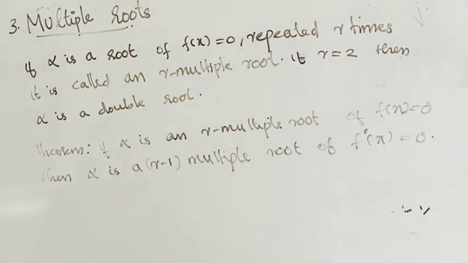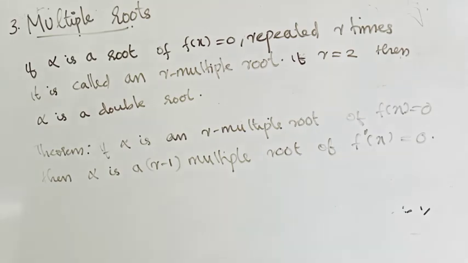Third section, multiple roots. This is a simple topic. It says that if alpha is a root of f of x equal to 0, and it is repeated for r times, then it is called an r multiple root. If it is repeated for 2 times, it is called a double root. Alpha is a double root. If 3 times, triple root, and so on.